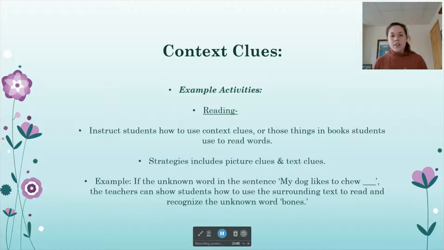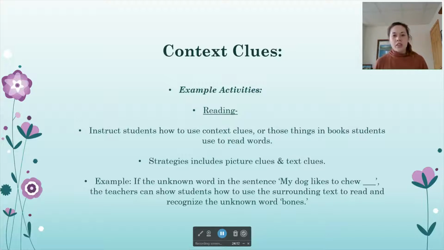So just the fact that you can teach students to use what's around them, what is in front of them, the sentences around the word, or maybe have them think, what are some things that dogs like to chew? What do you think? And then maybe a guess would be bones, and they'd be like, oh my gosh, that was bones. So they would be able to recognize that.